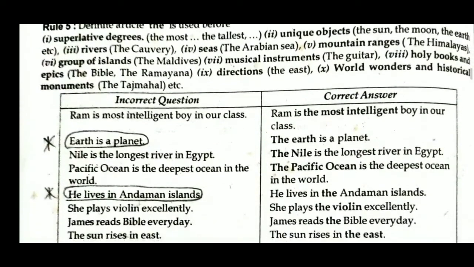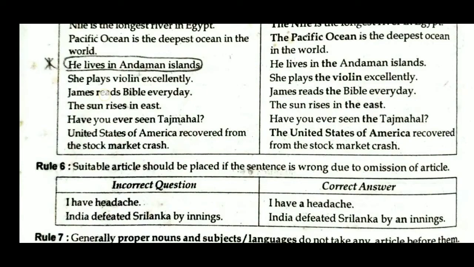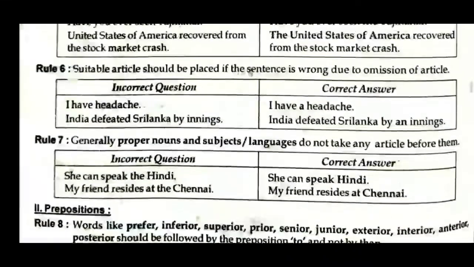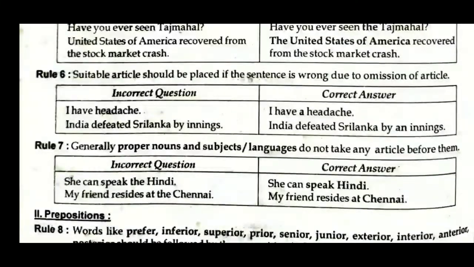Before these, you have to use the... Okay. A suitable article should be placed if the sentence is wrong due to omission of article. Sometimes omission of articles will be given. In omission of article, they won't give any articles. You have to write the article.